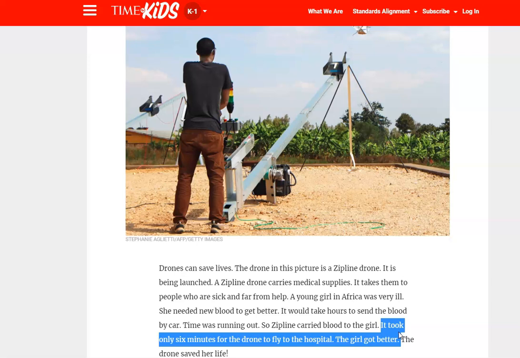When authors share information, they give more than one reason to make their point. See if you can find another sentence that explains why drones can be important to save lives. Turn and tell your buddy if you find another sentence why the author thinks drones are important to save lives.